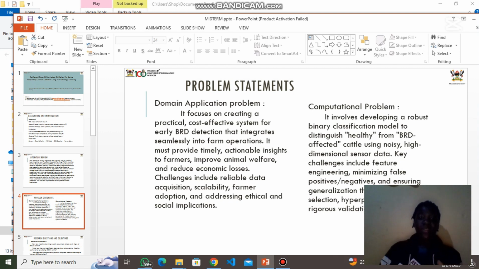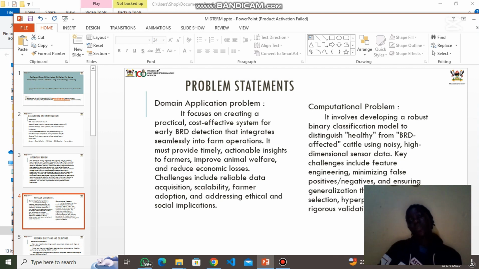So here in our slides, you can see that the domain application problem basically focuses on creating a practical, just like I said, a real-world domain, requiring domain specific knowledge and expertise. So it focuses on creating a practical, cost effective system for early detection of this BRD disease, thus integrating seamlessly into farm operations.